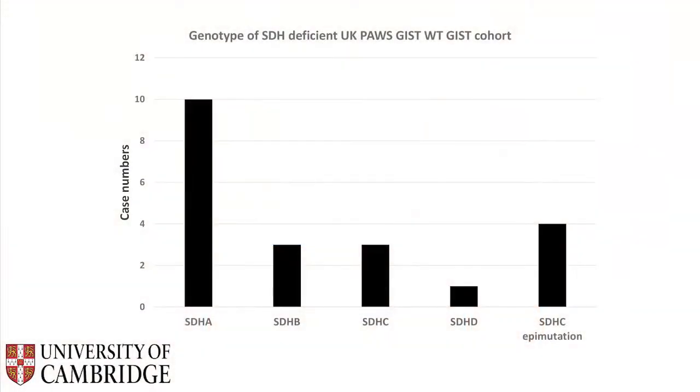So if we look at our UK cohort and look at the SDH deficient GIST, we see by far the most common cause for SDH deficiency is a mutation in the SDHA gene. And I think this also holds true for the NIH clinic as well. And the second most common cause, again, as we've seen earlier this morning, is this SDHC epimutation.